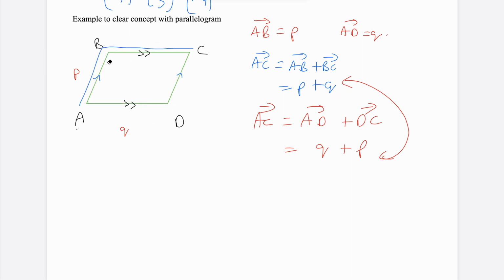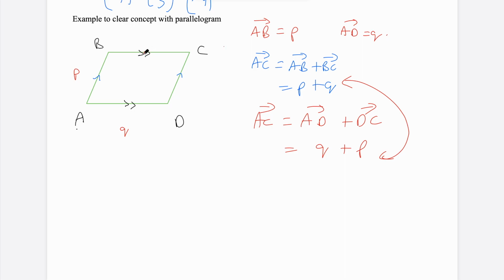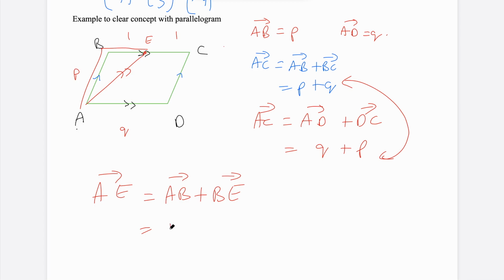So for example, if you have some more data and it looks this way. If I give a point here which is E and I tell you that it is the midpoint of BC, and they ask you about AE. Now AE is actually AB plus BE, if we start from A and end at E. AB is P and we know that it is the midpoint, so BE is half of Q. It is already done. This is the final answer.